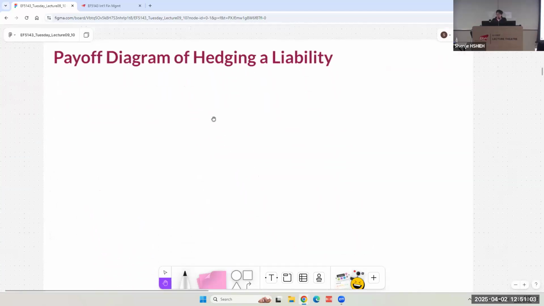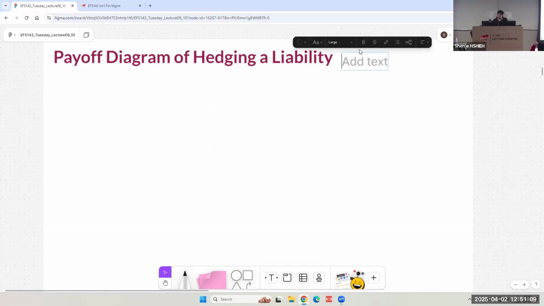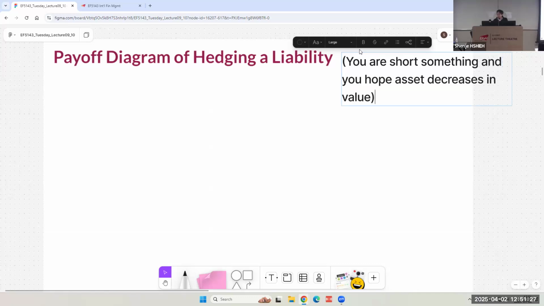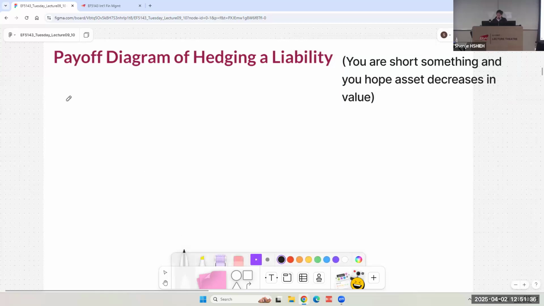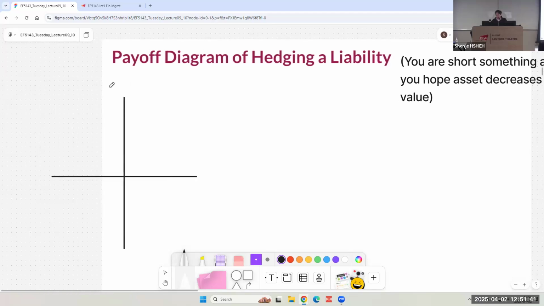All right. For a liability, so liability is different from an asset position because you are short something and you hope the asset decreases in value so that you can buy back cheaper or repay your loans cheaper, right? So what does a short or a liability position look like graphically? So our G function will now look like this.